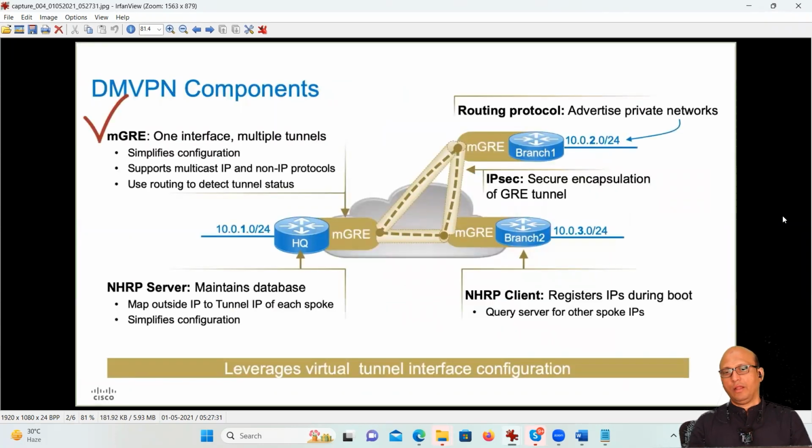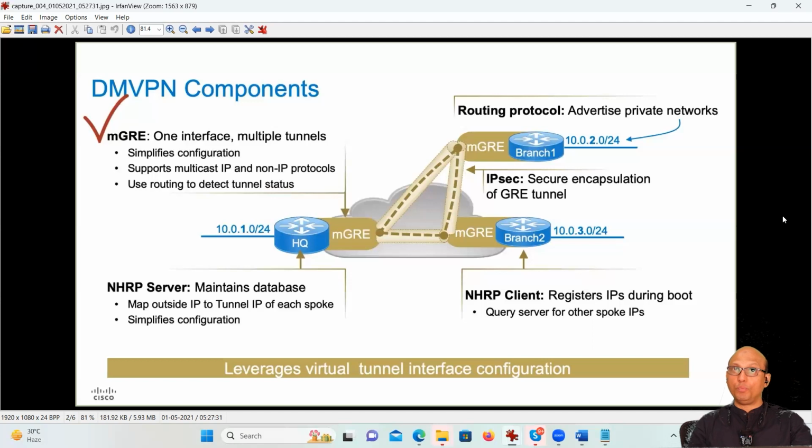Now, when you're doing something, there are always protocols involved. When we did site-to-site VPN, we involved IPsec. IPsec again involved sub-protocols: ISAKMP, or you can say IKE version 1 and IKE version 2, and the ESP and AH sub-protocols. That is why I always tell you IPsec is a suite of protocols. In the same way, when we talk about DMVPN, there are protocols involved.